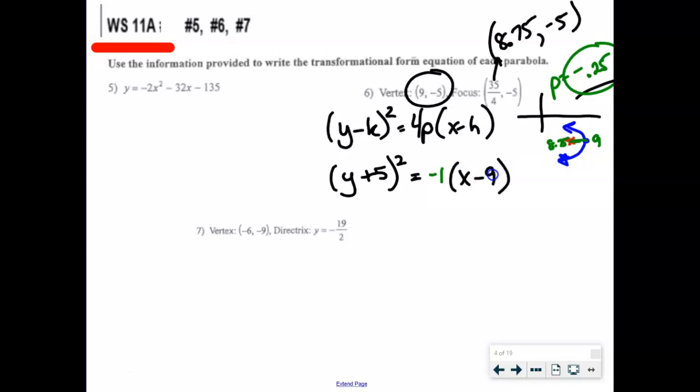Ta-da! That was it. You already had the vertex. You just had to figure out p. So I think with parabolas in particular, conceptualizing is the way to go. Those formulas stink.